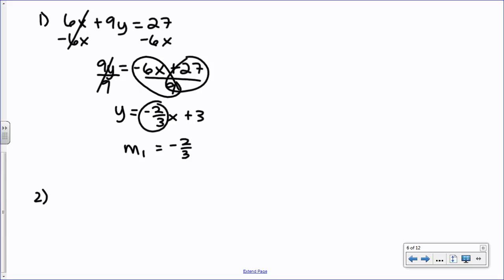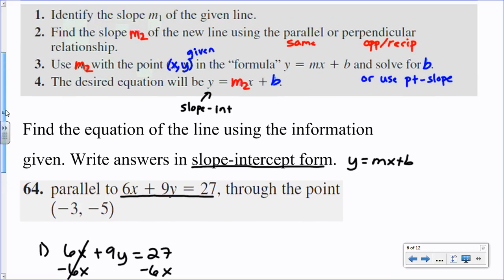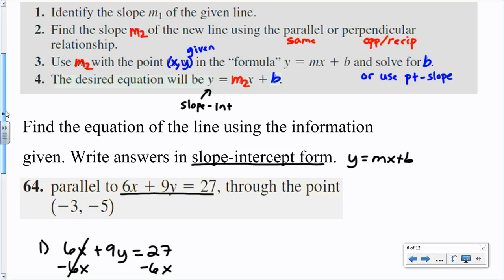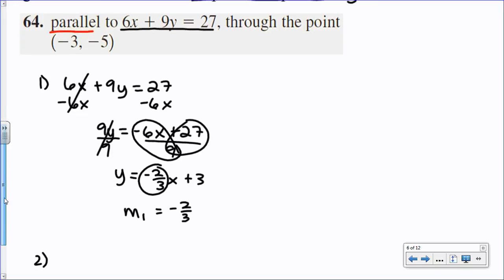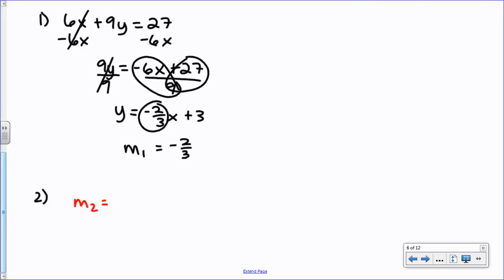Step 2 says now find the slope m2 of a new line using the parallel or perpendicular relationship. It depends on what it asks you to find. It wants the parallel. So my new slope, if the lines are parallel, then the slopes are the same. What would I use for my new slope? Negative 2/3. What if it said perpendicular? What would you use for your new slope? 3/2. Good. That's all I had to do for step 2.